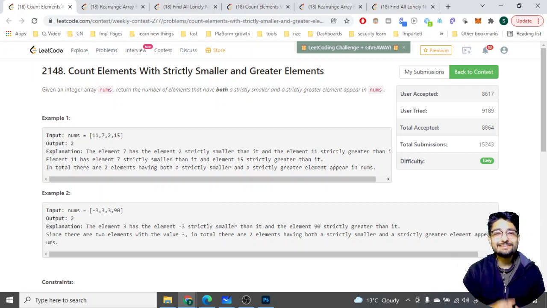Hello everyone. So in this video, let us talk about the first three problems from the latest Leetcode weekly contest 277. So let's start. The first problem is count elements with strictly smaller and greater elements. So the problem is very simple.